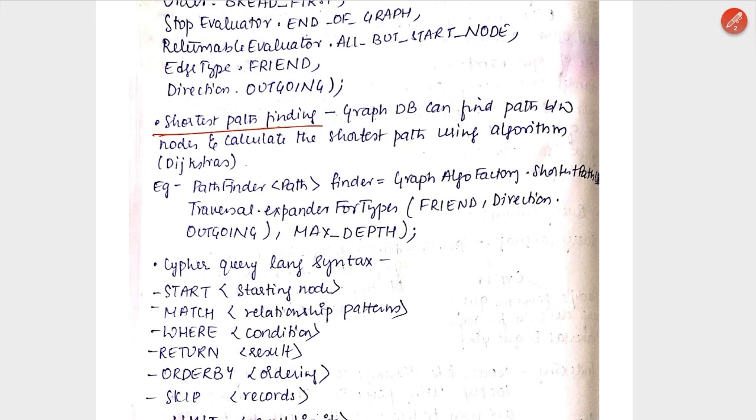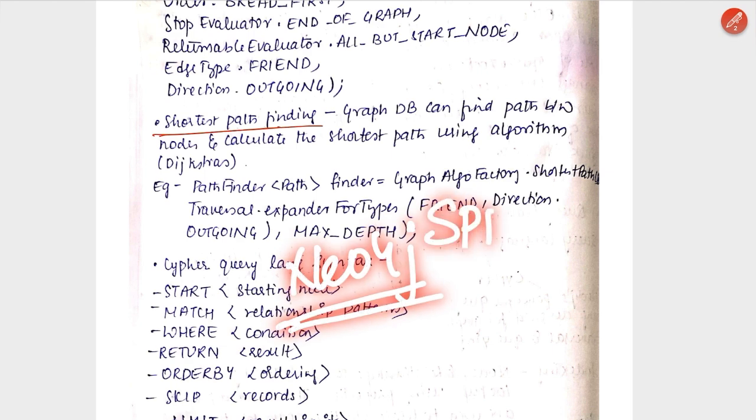Here we have the code: PathFinder path finder. This path is an object that will find the path in the graph. This entire thing will indicate the type of path that the finder will return. Next we have GraphAlgoFactory.shortestPath. This is a factory method that is provided by Neo4j to create an instance of the shortest path algorithm.